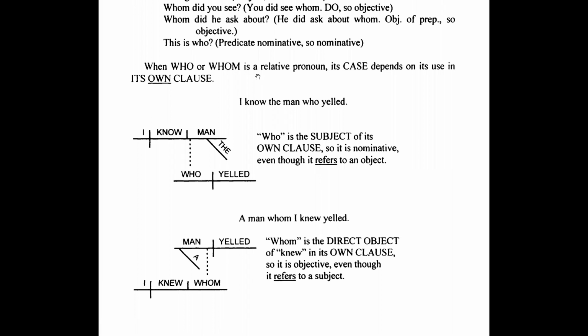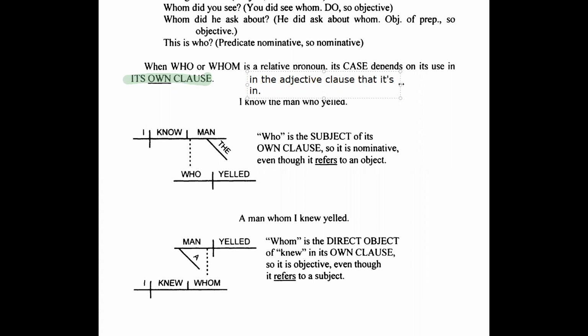When who or whom is a relative pronoun, its case depends on its use in its own clause, in the adjective clause that it's in. Its own clause means the adjective clause that it's in. So you can even add this to your book. That it's in.